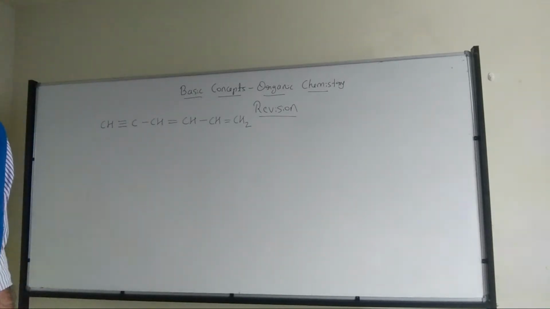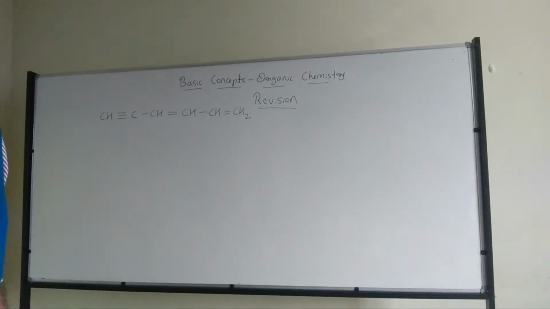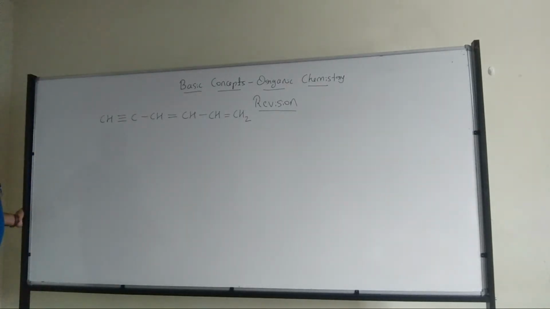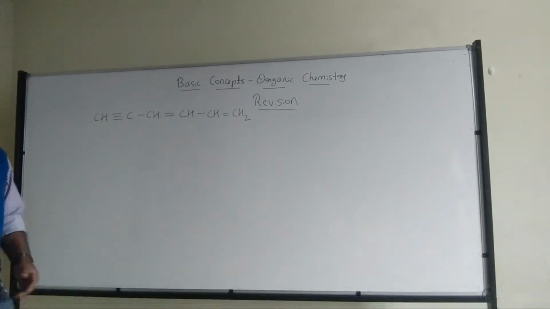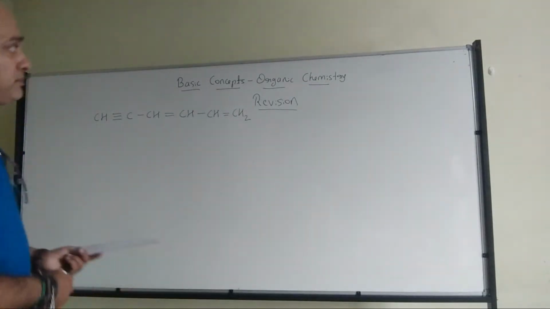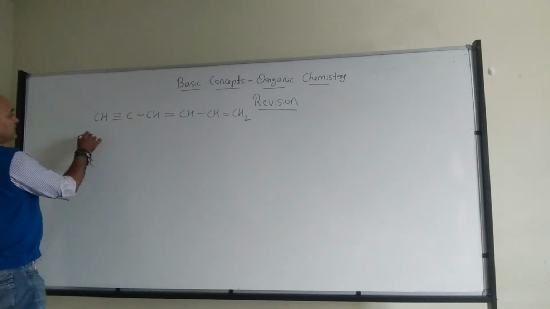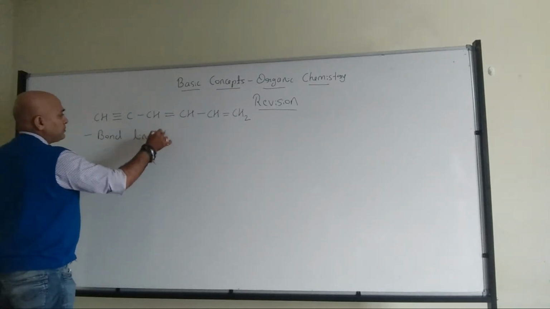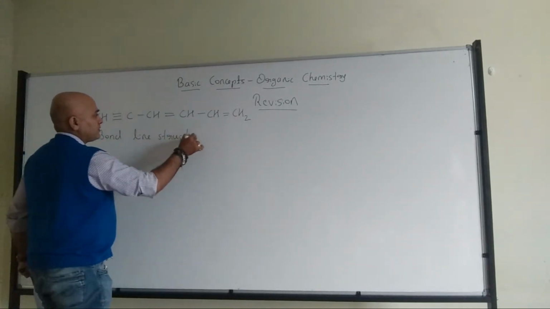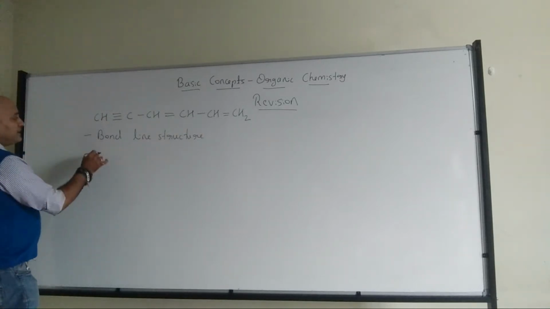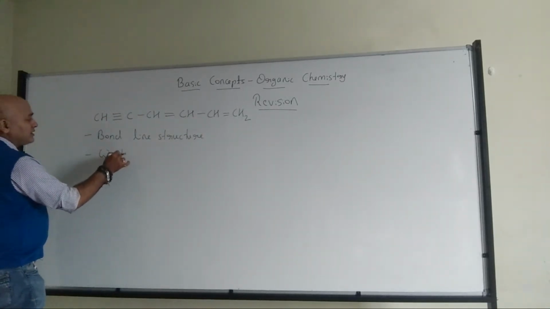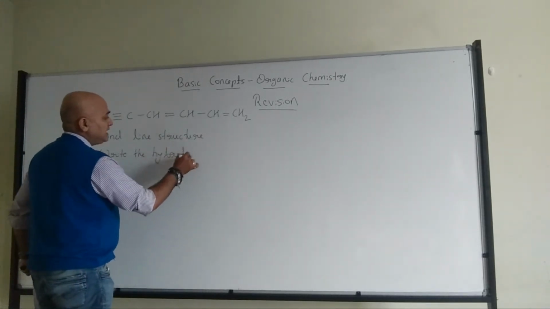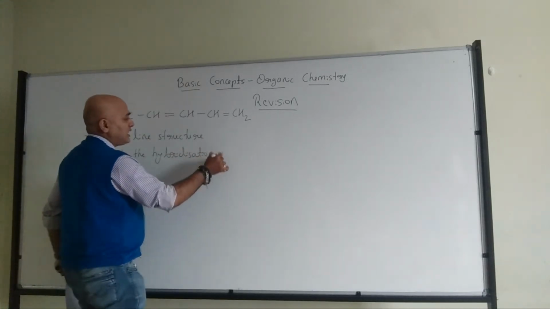They have given it in the exam. We will imagine that the examination is going on and they have given the molecule. So when I am talking about this molecule, the question will be: write the bond line structure. That is one question. Then write the hybridization of the carbon.